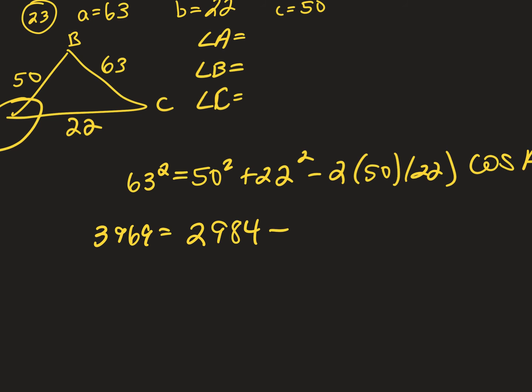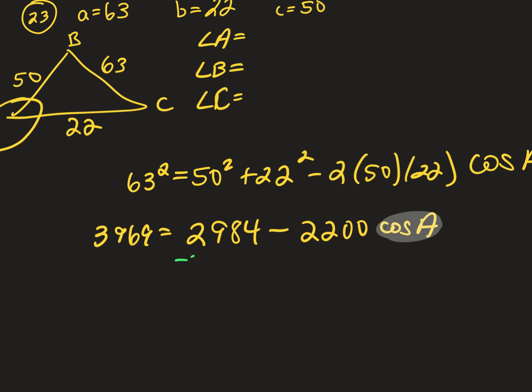You have to say 2 times 50 times 22, and you get 2200. So I have 2200 times the cosine of A. All right, cosine of A is what we're trying to get all by itself. It's being multiplied to that 2200. You cannot combine 2984 minus 2200. You can't do it. You have to move the 2984 to the other side.